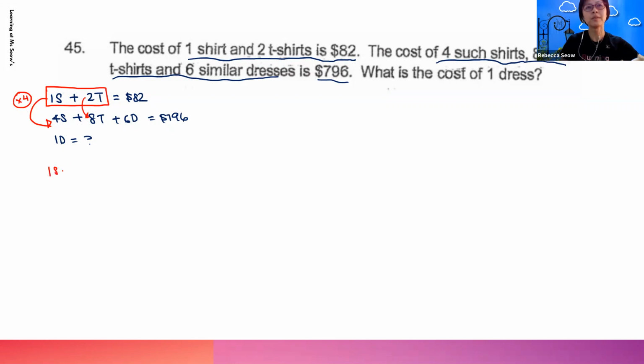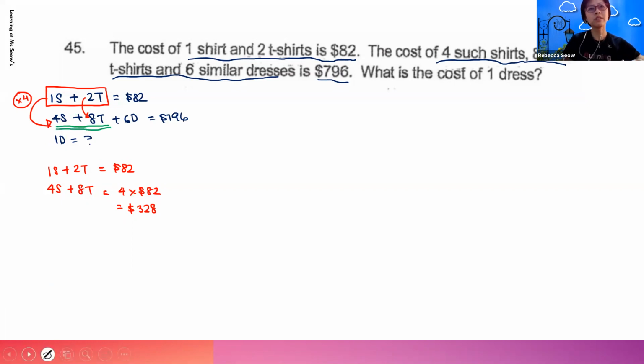So I'm going to write the first line again. 1 shirt plus 2 t-shirts is $82. If I multiply this 4 times over, it will be 4 shirts plus 8 t-shirts, and that will be 4 times 82. And that will give us 328. Wow. Okay, so what is 328? I'm going to underline the portion on the second line that represents 328. This is 328. Okay?